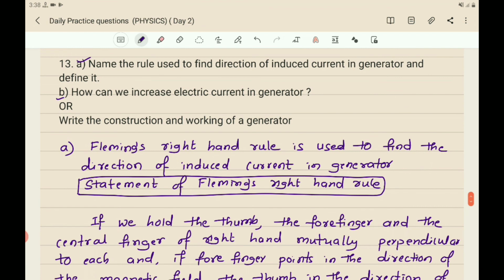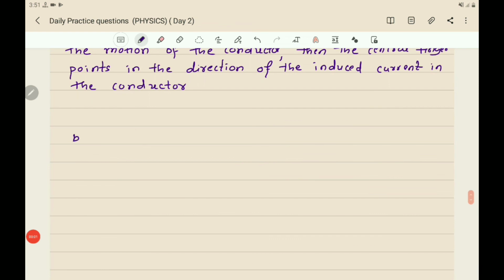Now, how can we increase electric current in generator? To increase the electric current in the generator, we can increase the number of turns in the coil, and also you can increase the speed of the rotation of the armature, and also you can increase the strength of the magnetic field used. Write the answer for the B question.